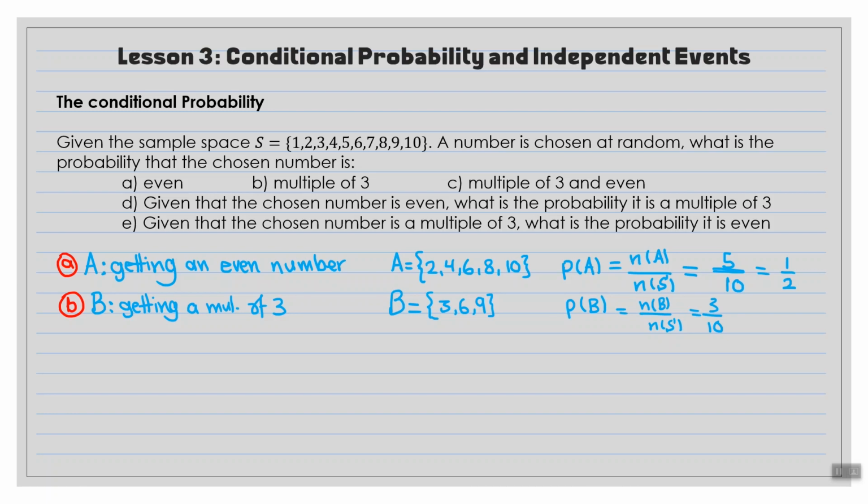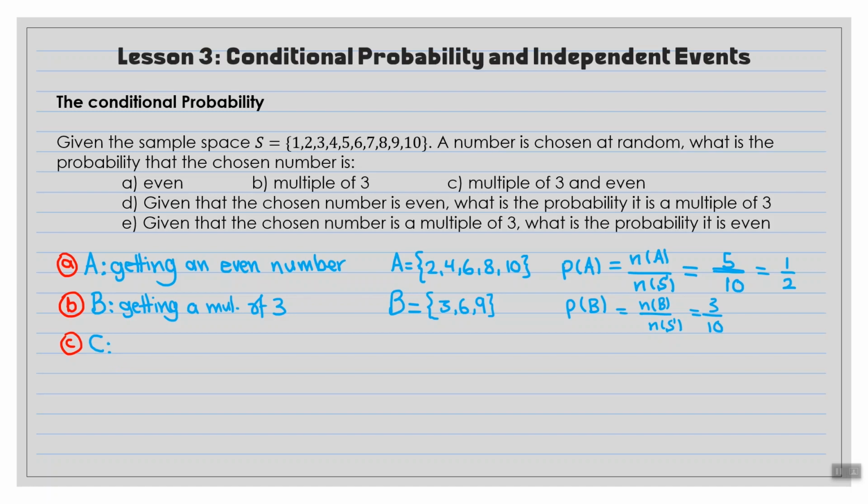Okay? The third one, C. Now in part C, now this is where the thinking starts. In part C, event C actually is not a unique event. Why? Because in event C, we want to get a multiple of 3 and even.